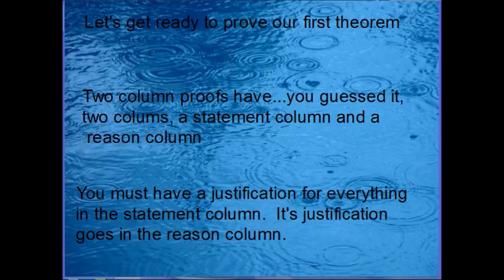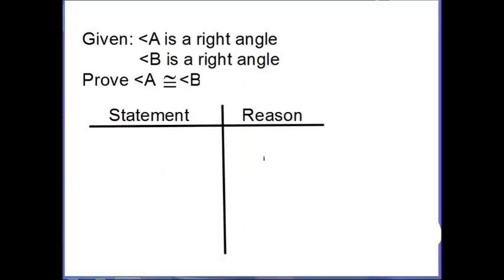2-column proofs are, you guessed it, it has 2 columns, a statement column and a reason column. You must have a justification for everything in the statement column. Its justification goes in the reason column. So when we're going ahead and doing this, you can't put something down because it would be helpful. You actually have to have a legitimate reason for writing something down in the statement column. Okay, so here we go.